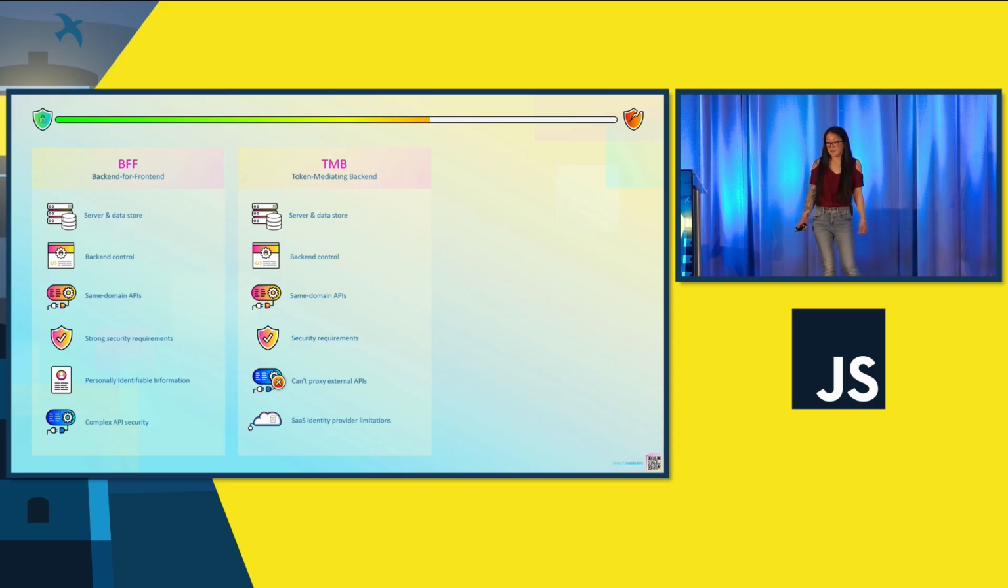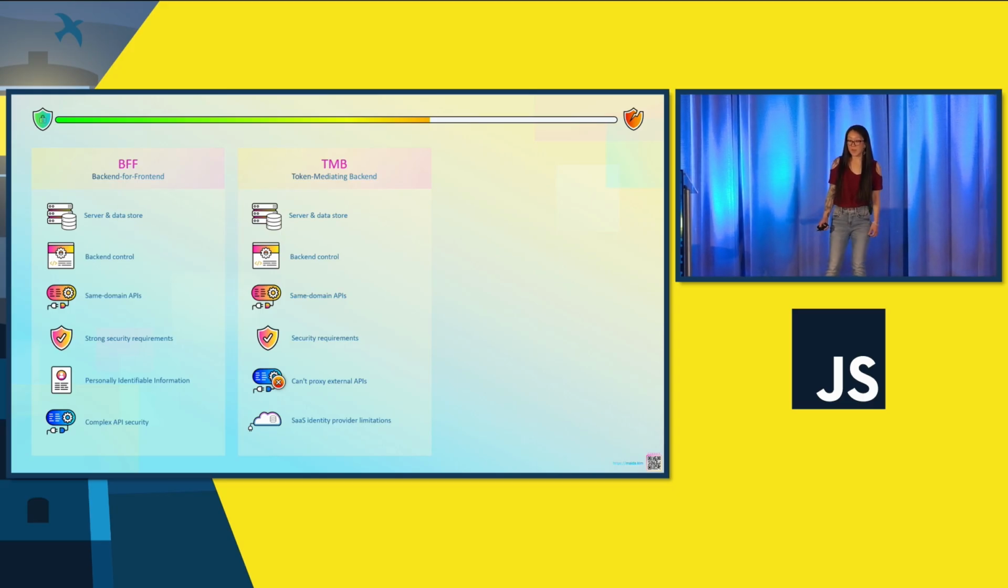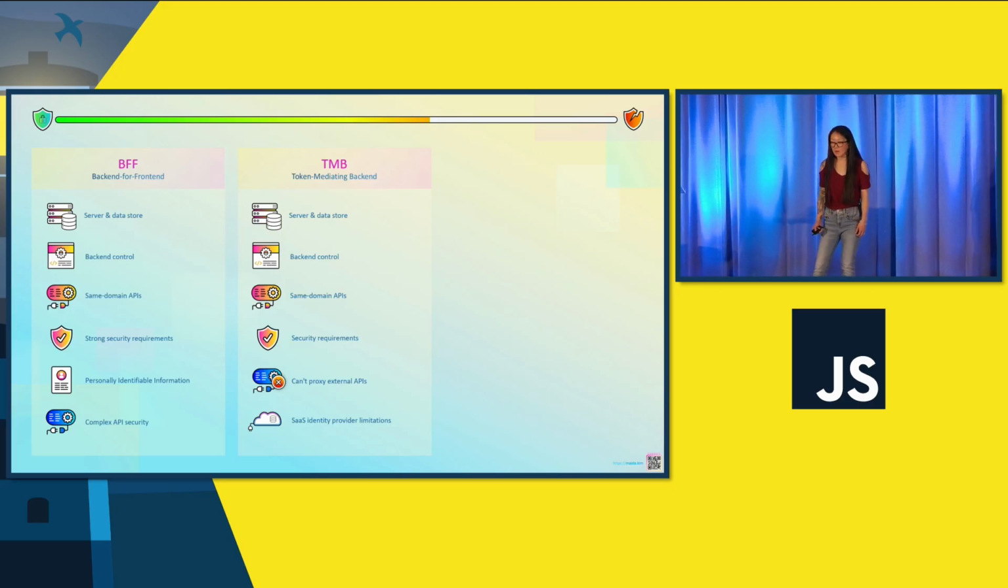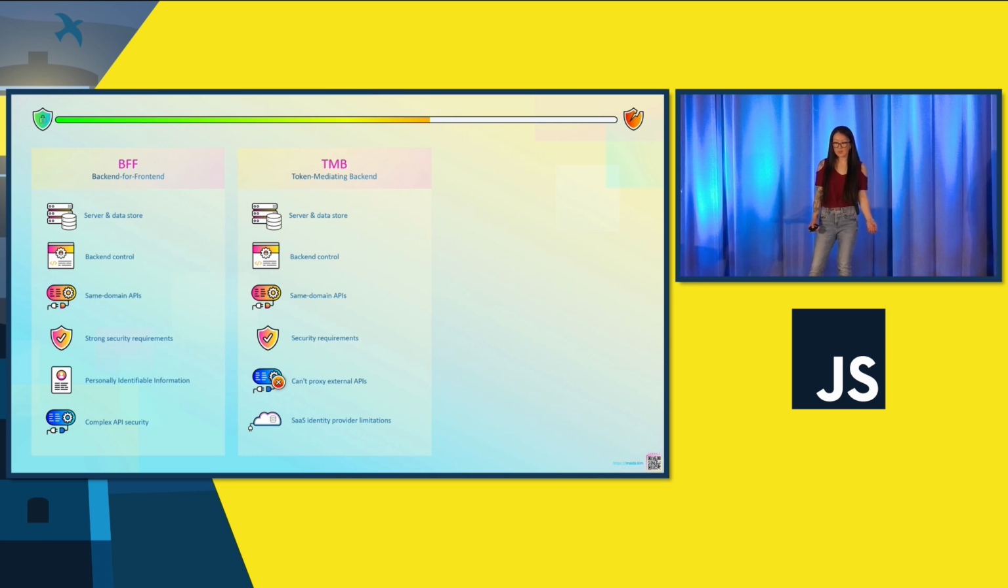Finally, many SaaS identity providers use a token mediating backend out of the box because they can host an auth proxy to manage sessions, but they can't provide same-site cookies for your API because they live outside your domain. Now, you would need a plan with custom domain support, and even then, most providers don't support backend for frontend out of the box. You would still need to build the auth proxy yourself using their APIs.